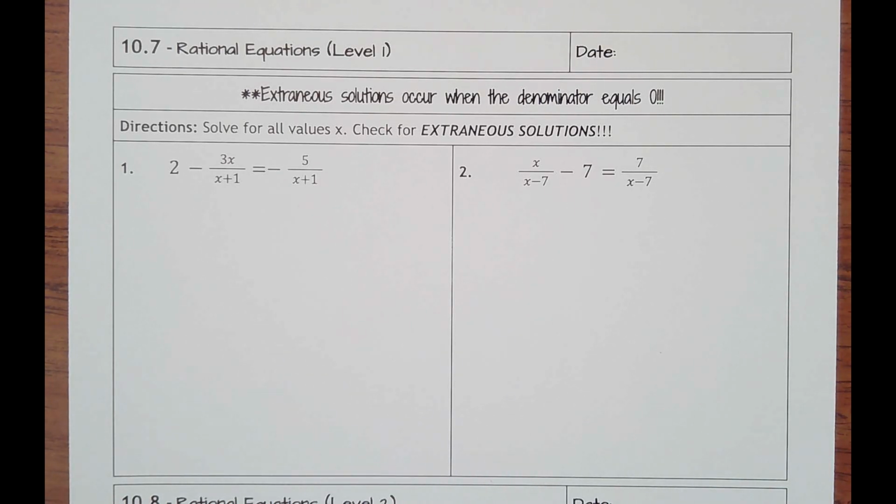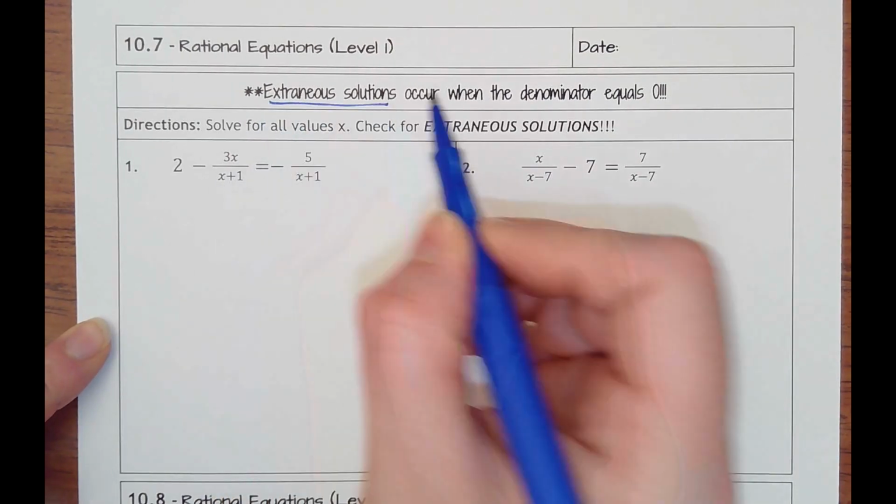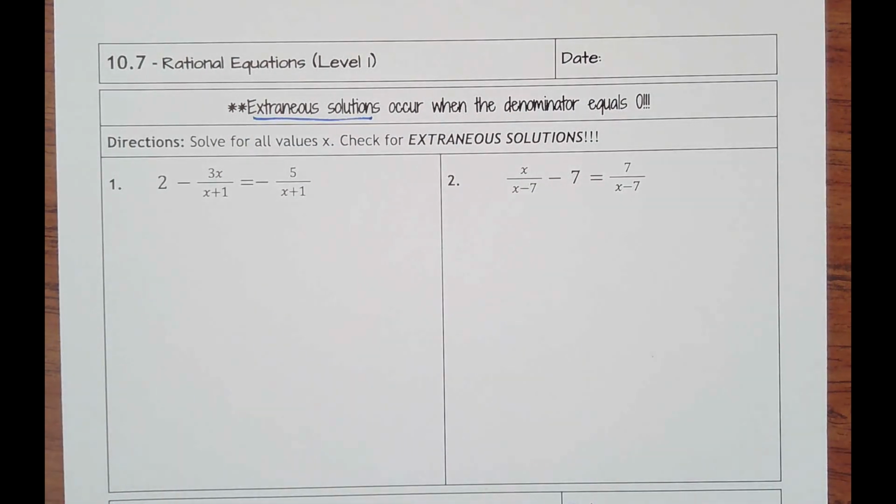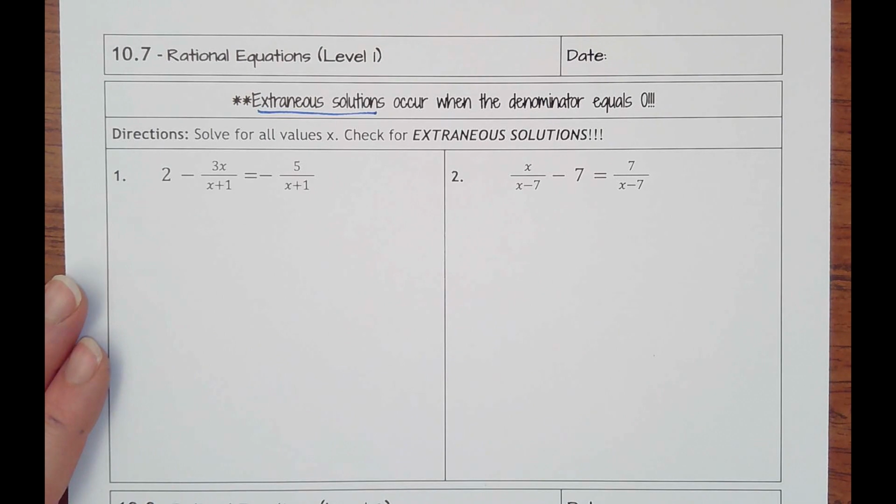Lesson 10.7, Rational Equations Level 1. So it's going to be very similar to the lesson we just did. Extraneous solutions could occur again. Those are those extra answers that we get, but when we plug them in, they don't work. The good news is we don't have to do a lot of checking.